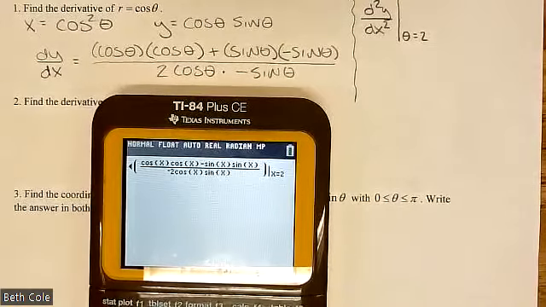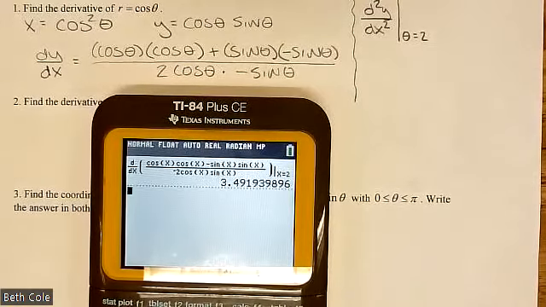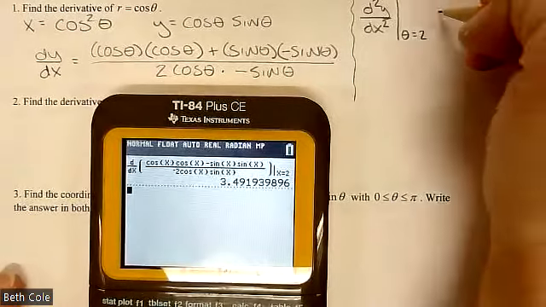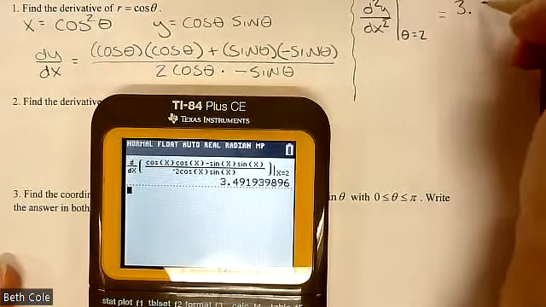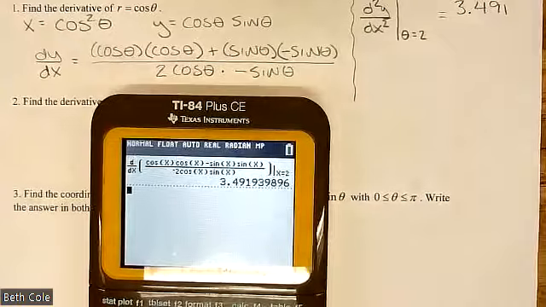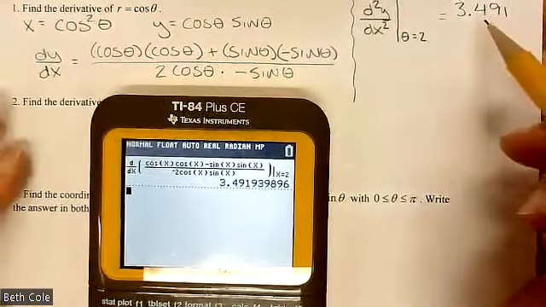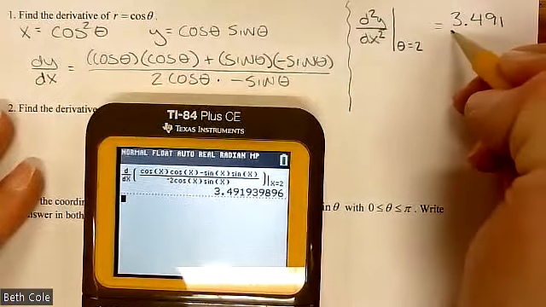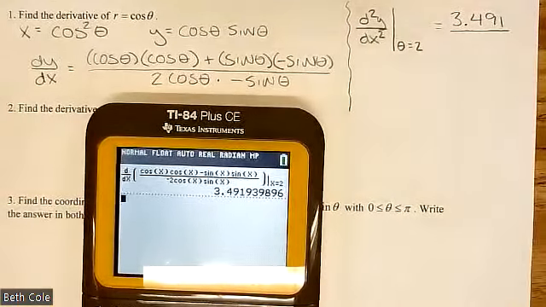All right, moment of truth. What do we end up with? Good. You guys are good with the calculator. All right. So it'll be 3.491. So we got 3.491. But we're not done yet, because you have to divide that by what?